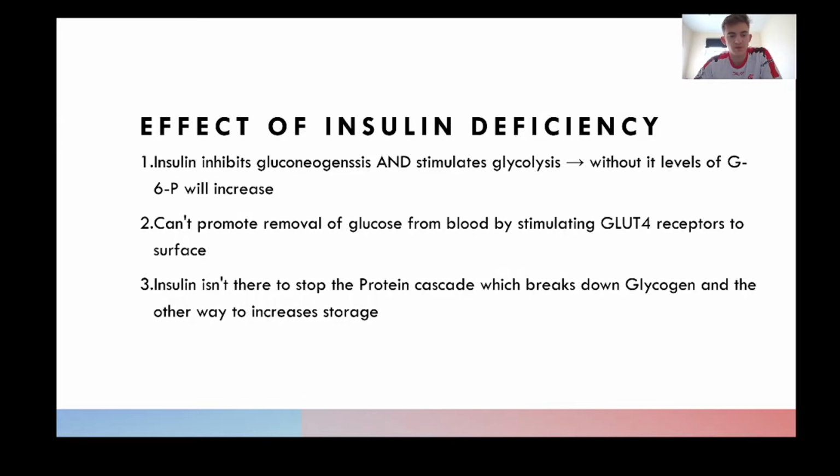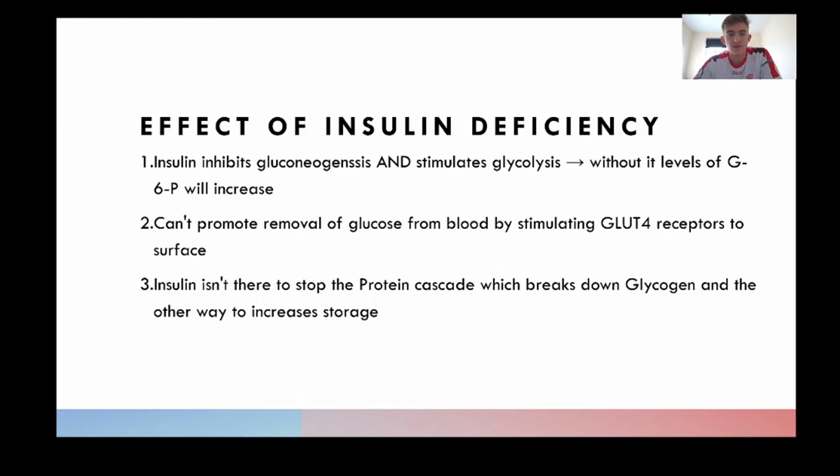They will result in hyperglycemia. So as we talked about, those cells with the GLUT4 transporters, which are insulin sensitive, insulin can't promote the removal of glucose from the blood by stimulating those GLUT4 vesicles to surface, and therefore hyperglycemia.